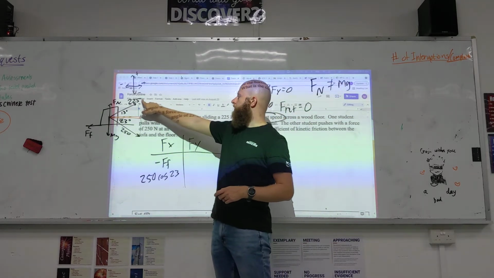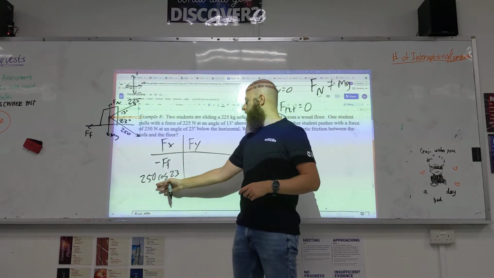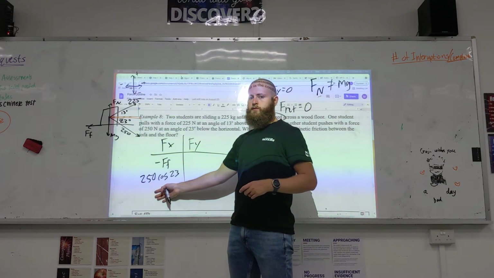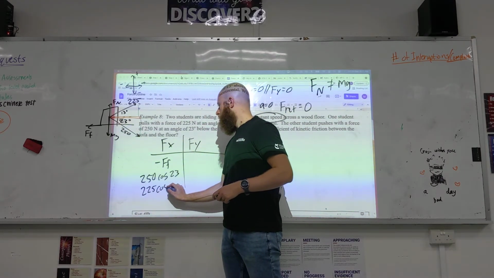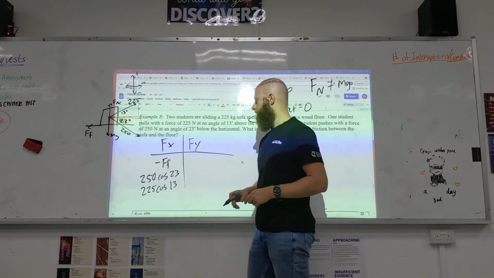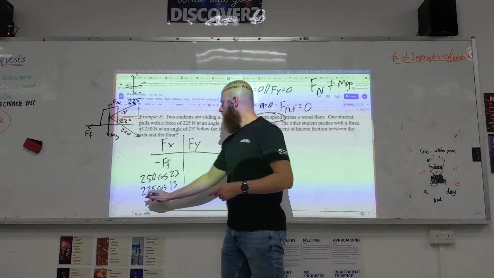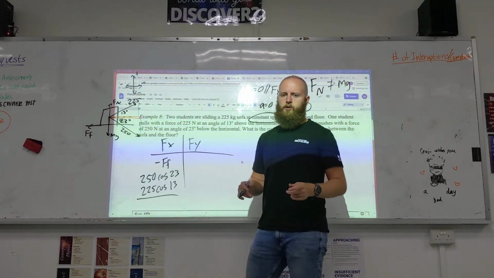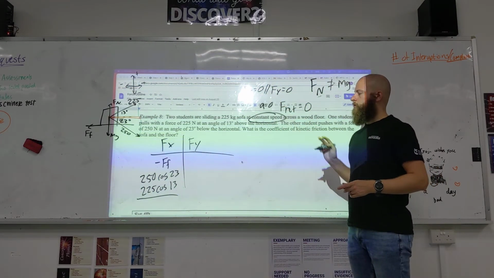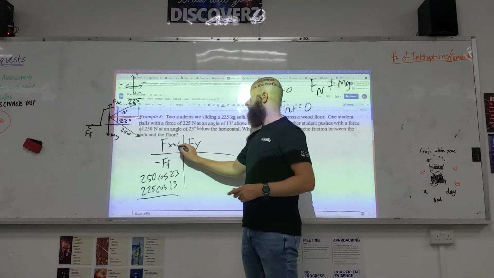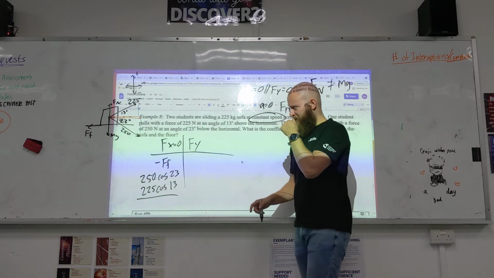Okay, now let's look at the 225. What will be the component for that one? Yeah, it should be 225 cosine 13. Okay? Now remember, what will all of this add up to equal? What number? Right? This should all add up to equal 0. Okay, so now let's look at our y direction.